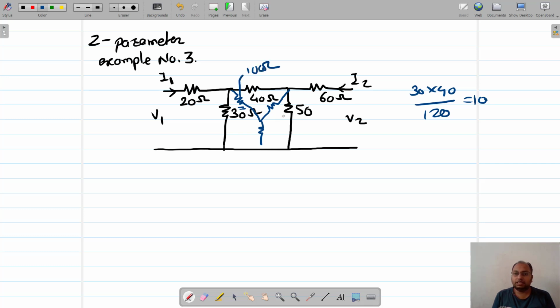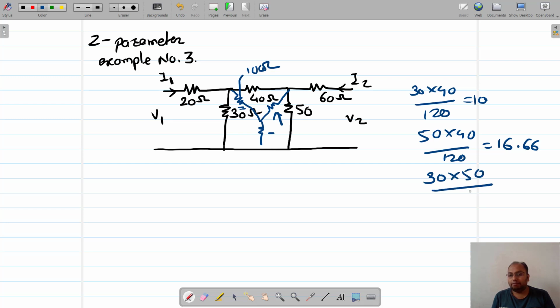Let us calculate this now. 40 into 50 divided by 120, it is coming as 16.67. So 50 into 40 divided by 120, it is coming as 16.66, right? And let us calculate this one. 30 multiplied by 50 divided by 120, and that is coming as 12.5.